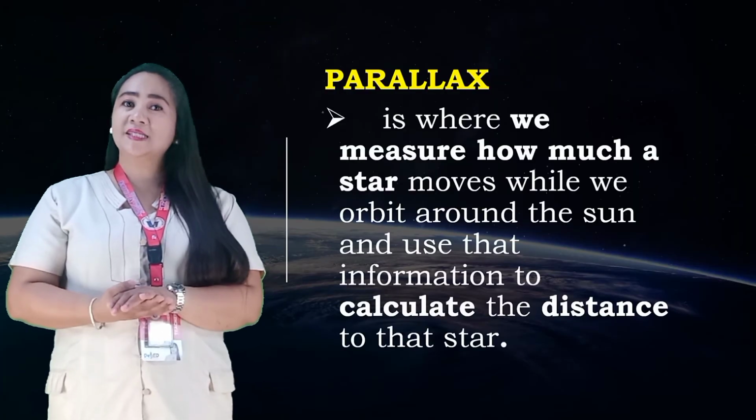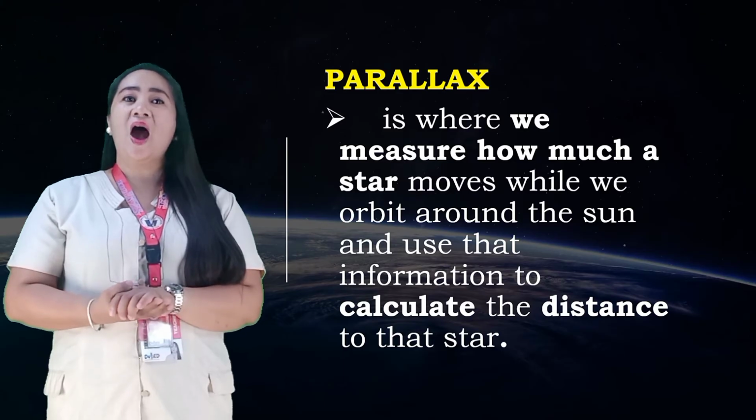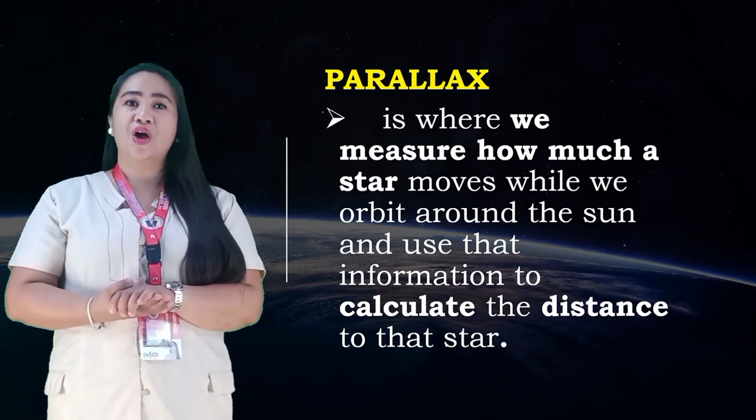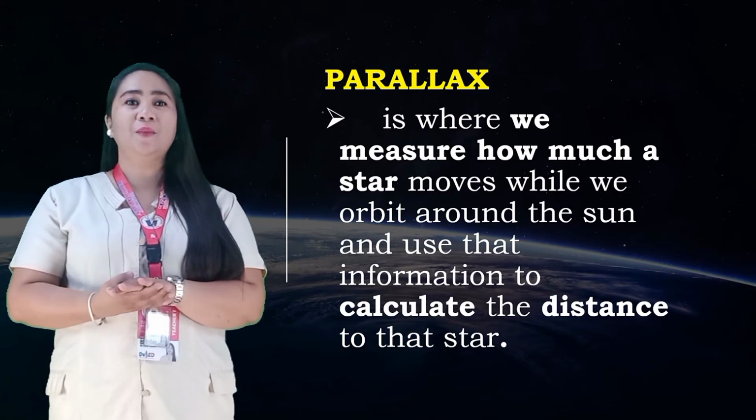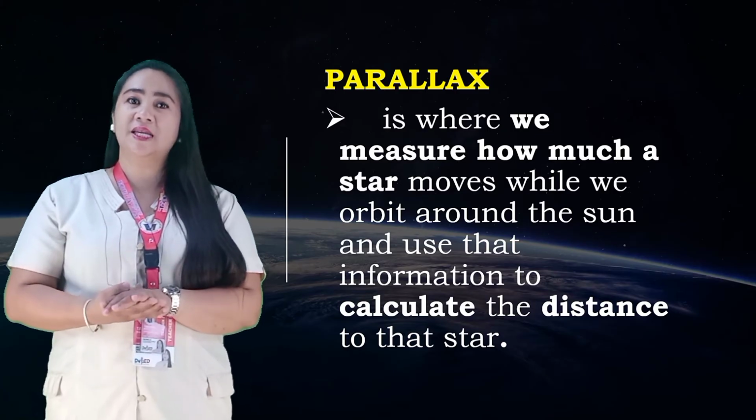In fact, we can use this effect to calculate the distances to some of the nearby stars by a method called parallax. Parallax is where we measure how much a star moves while we orbit around the sun and use that information to calculate the distance to that star. However, these movements are not the most significant ones we observe as we look at the stars in the sky.